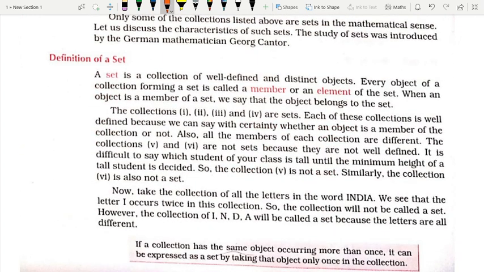So a set is a collection of, this one is the definition of the set. A set is a collection of well defined and distinct objects. Okay, and all the objects of a set are called members or elements of the set. This much is sufficient, okay, for you.